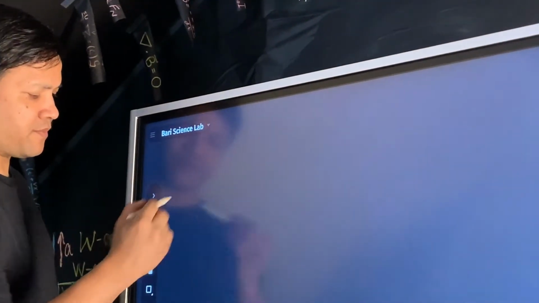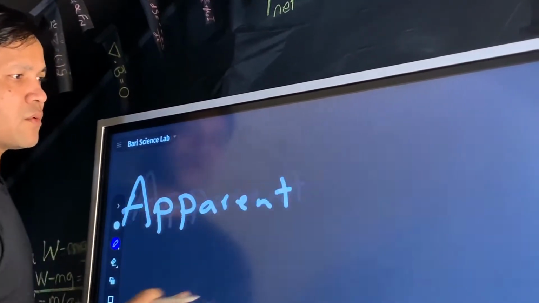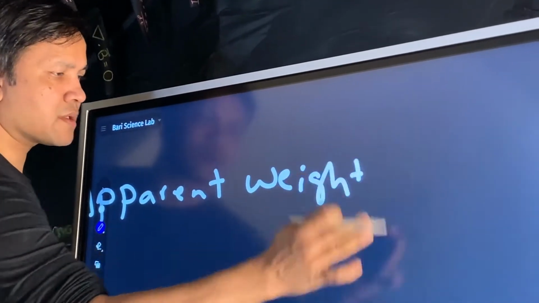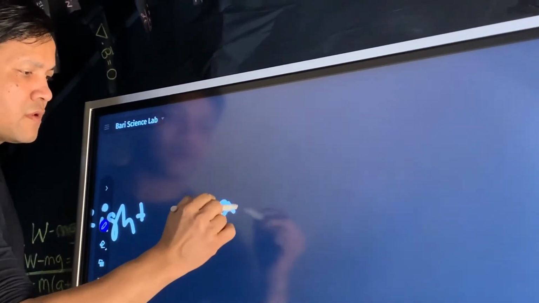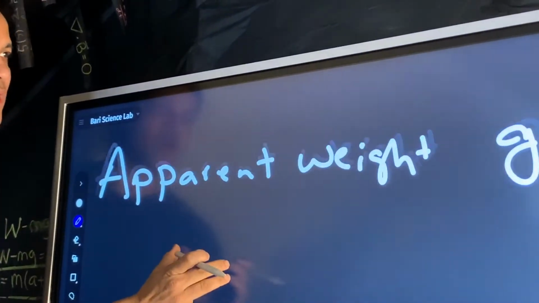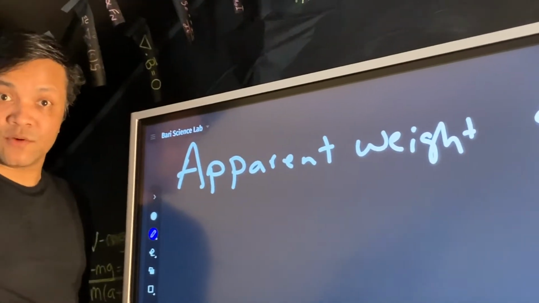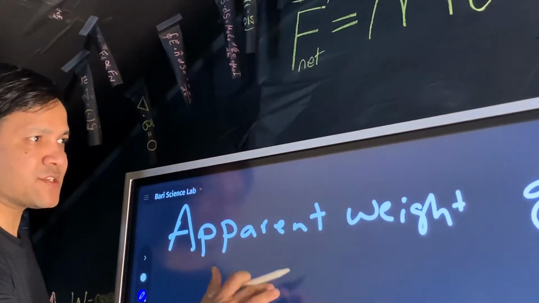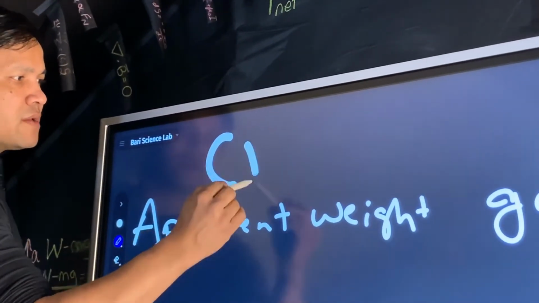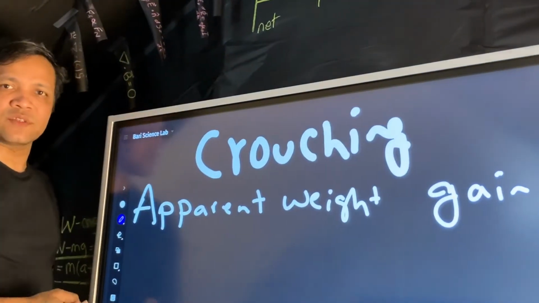Apparent weight gain or loss, that's our topic, and the case study is crouching. So you're going to be crouching up and crouching down.